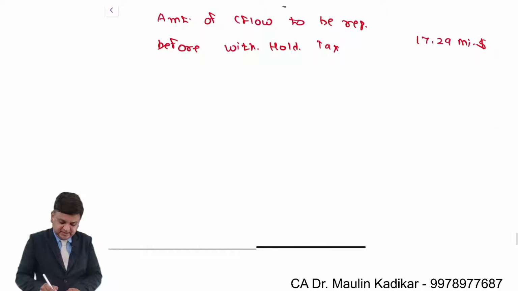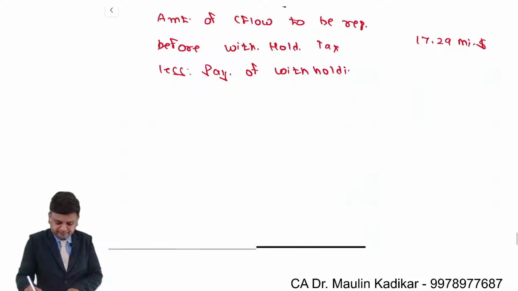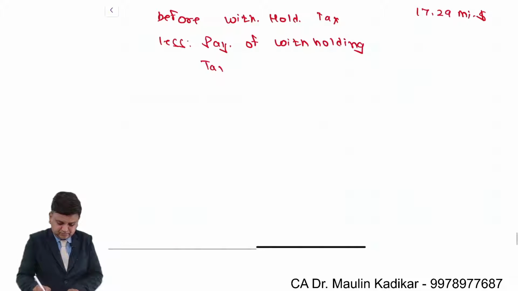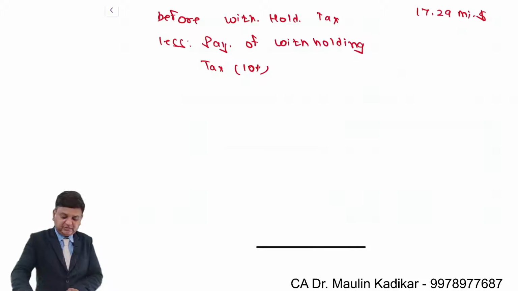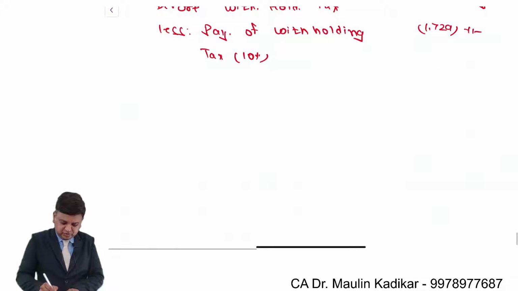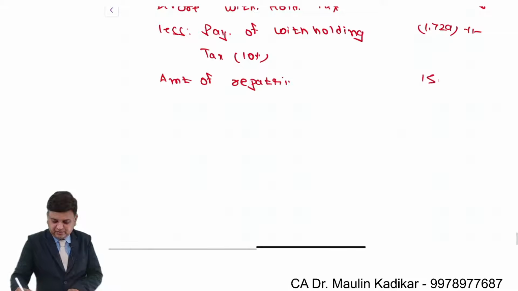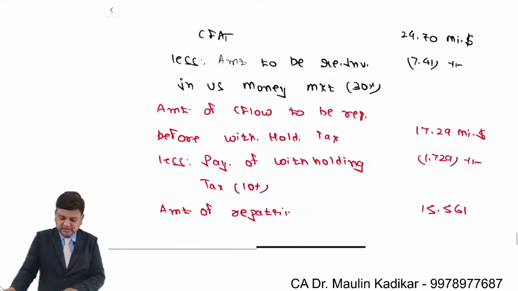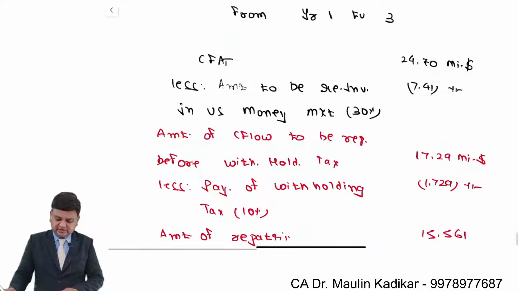Then you have to pay less payment of withholding tax. It is at the rate of 10 percentage, 1.729. So amount of repatriation is 15.561. This is the amount that will be repatriated from end of year 1 to end of year 3.